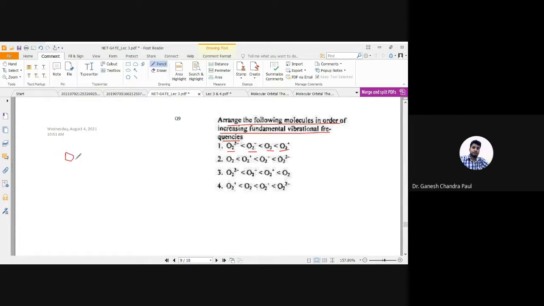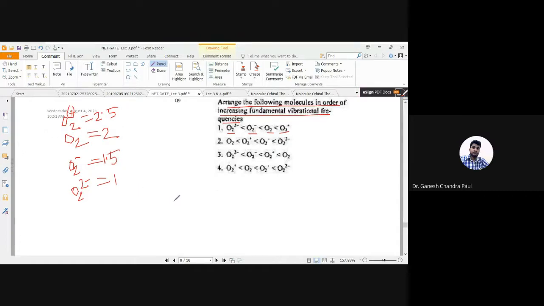So what is the bond order of dioxygen? It is 2, right? In case of superoxide, O2 minus, it is 1.5. In case of peroxide anion, O2 2 minus, it is 1. On the other hand, in case of O2 plus, it is how much? 2.5. Is it clear? These are the bond order values. Now, the vibrational frequency is directly proportional to the bond order.